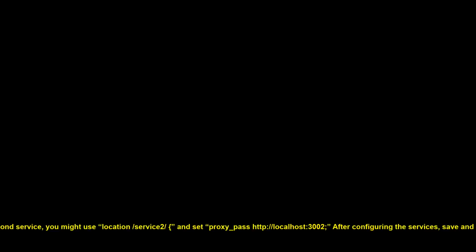For example, to add a second service, you might use location /service2/ and set proxy_pass http://. Next, check the Nginx configuration for syntax errors by running sudo nginx -t. If everything looks good, reload Nginx.